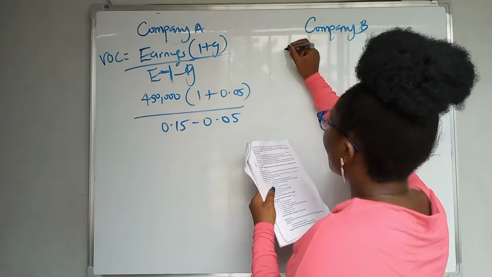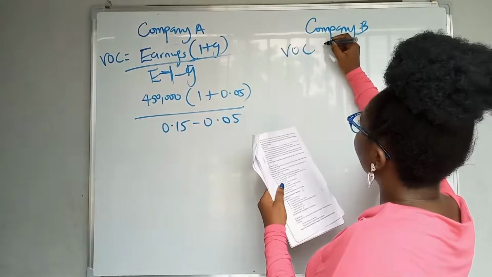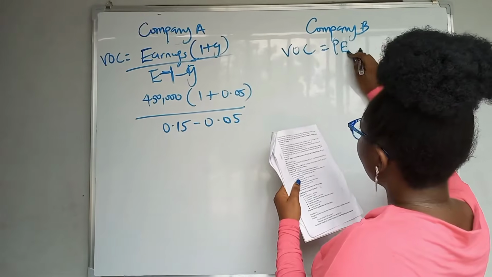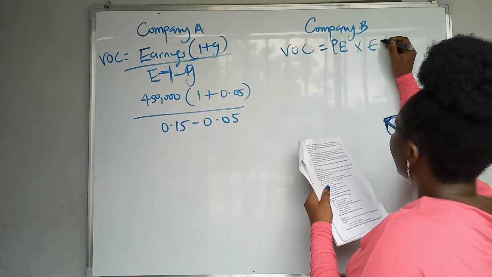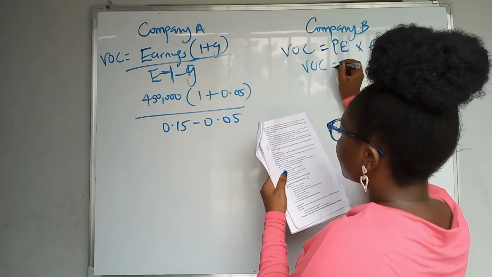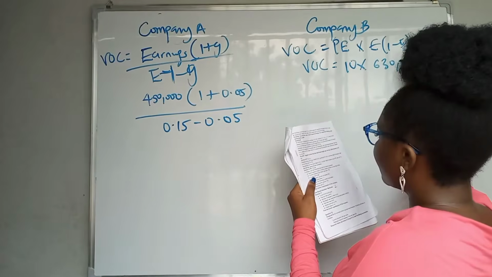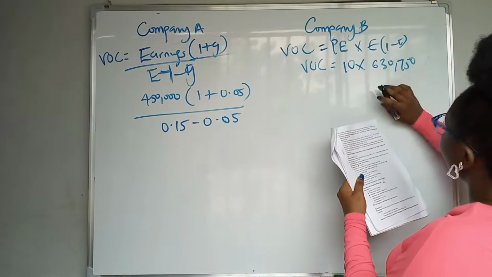So you put that in your calculator and you get the value of the company for company A. Then for company B, the value of the company is based on the PE method. So that's the PE, price to earnings ratio, multiplied by post-tax earnings. So the value of the company will be what? They gave you the PE ratio as 10, multiplied by 630,750. They didn't even give us any tax rate.